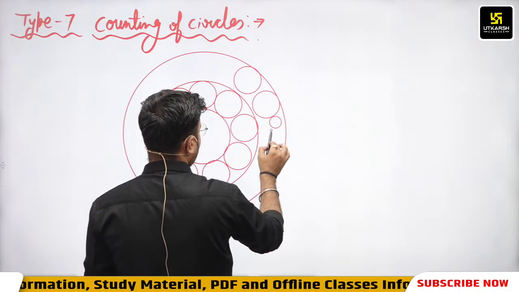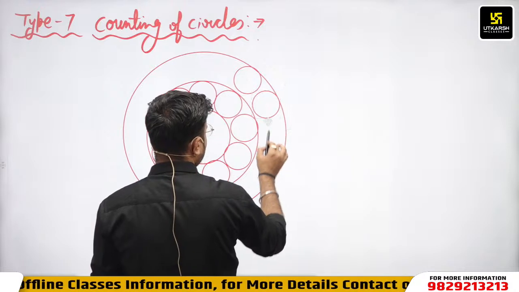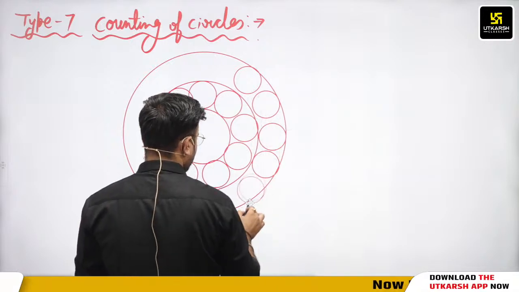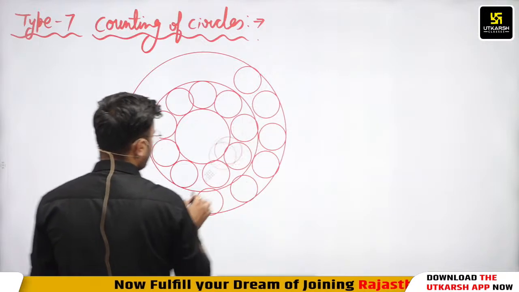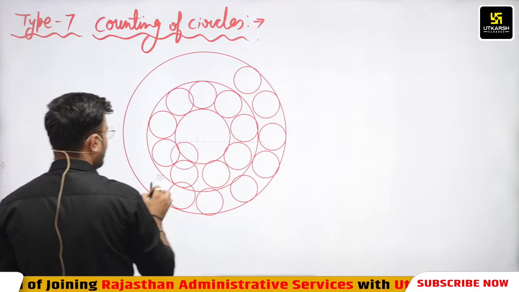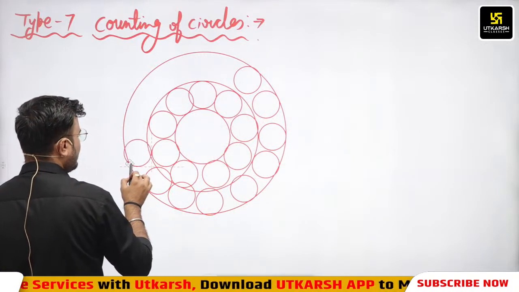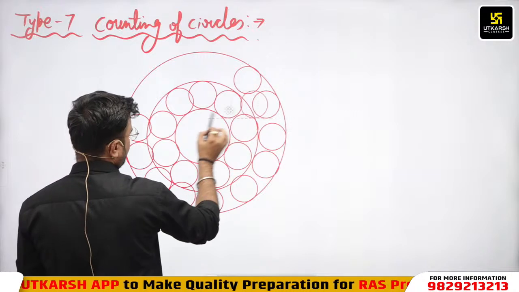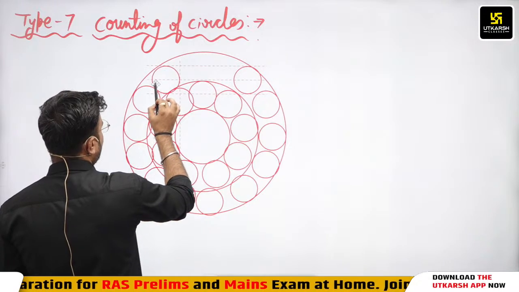So basically we need to count how many circles are there in this figure. So I am drawing different circles. In case of circles, if two circles intersect each other, it will not form any new circle. So that's why the counting of circles becomes very easy. Why is it the simplest type? Because intersecting of two circles will not form a new circle.